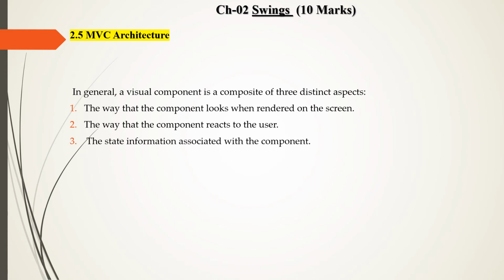Third one is the state information associated with the component. There are many states of different components. Just as a simple example, if we use a checkbox, the component has two states. The first state is checkbox clicked, and the second state is checkbox unclicked. So these three aspects are important regarding the MVC architecture.